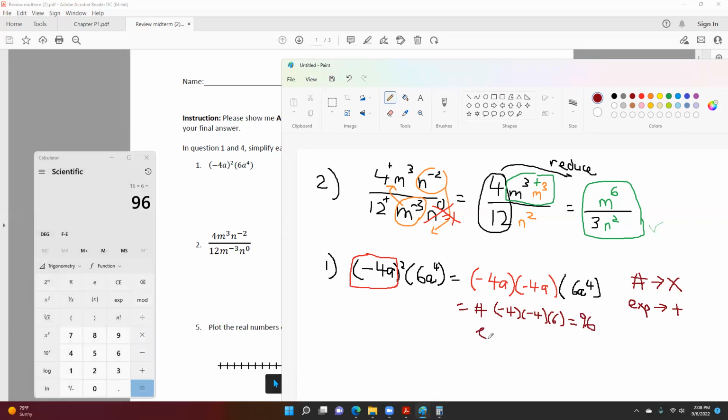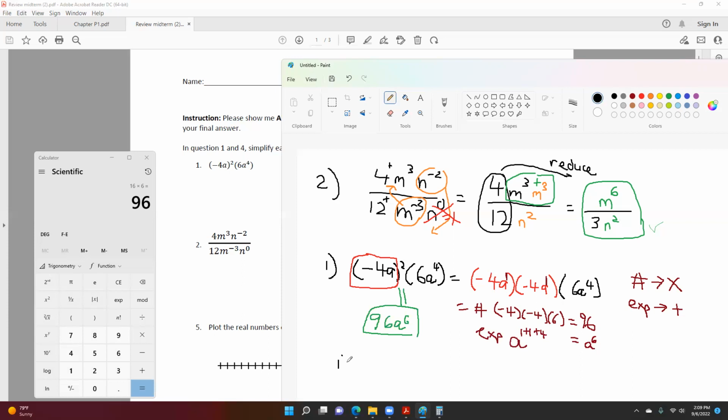And then for the exponents, we add them. So we got a to the power of 1. Don't forget that's a 1. Plus another 1, because of the 1 here. And then plus another 4, because we got 4 in that case. So in this case, you get a total of 6. So what is your answer in this case? Your answer, I'm going to put it in green, is 96a^6. So this is one way to do this question.